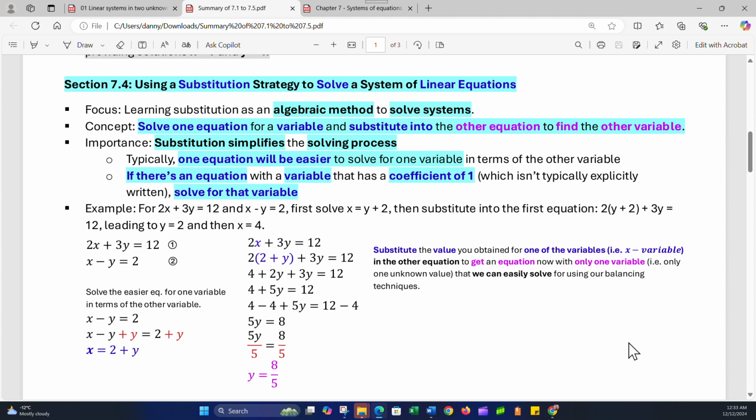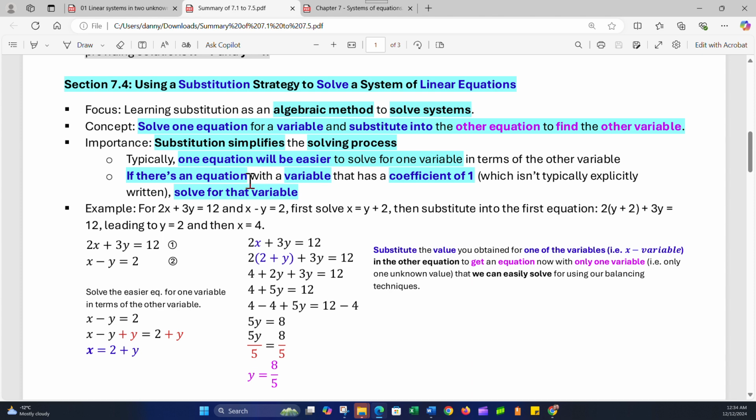And the way this works is we solve one equation for a variable. Doesn't matter which variable, pick one. There's going to be things I talk about why you might pick one over another because it's easier, but at the end of the day, it doesn't matter. Whatever variable you choose, if you solve for it, you'll ultimately still get the right answer in the end. It just might be harder for you to get there. But you're going to solve one equation for a variable and substitute it into the other equation to find the other variable. So the importance here is that substitution simplifies the solving process compared to graphing.